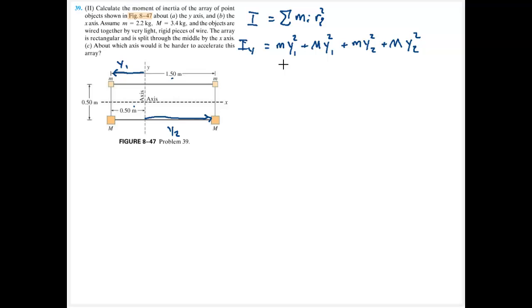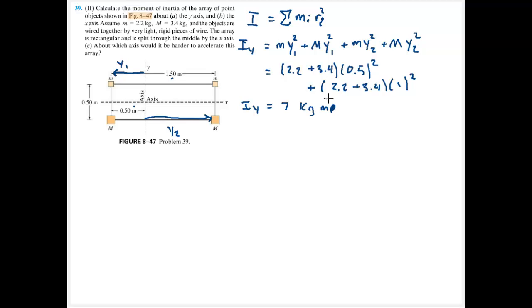Now you can see I can factor out the y1, so this is going to be 2.2 kilograms plus 3.4 kilograms multiplied by y1 squared, 0.5 squared. Do the same thing over here: I'm going to pull y2 out and say 2.2 plus 3.4, and y2 squared is going to be 1 squared. So my moment of inertia about the y-axis is simply going to be 7 kilogram meters squared.